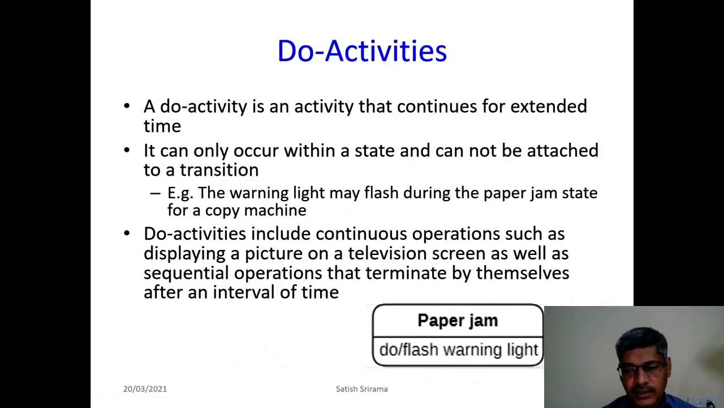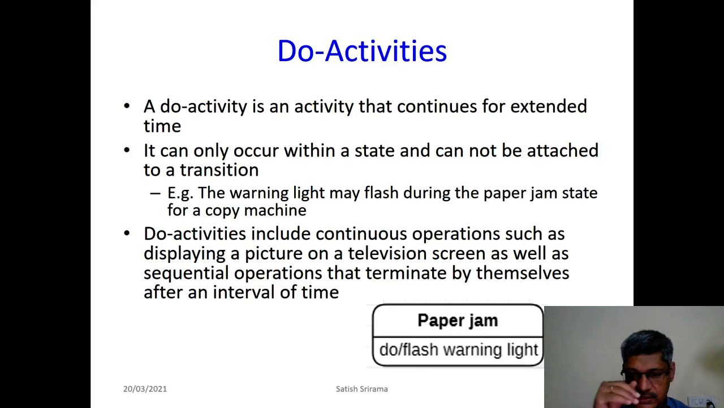actually happening. There can also be these sort of do activities. Okay, a do activity is an activity that continues for extended time. So earlier we have seen that an event is happening and then it does a certain activity. Okay, the activity is like a pop-up window and then the pop-up goes away. Okay, so that is the state diagram which we have seen in the earlier slide. But a do activity is a continuous activity. Okay, so it continues for extended time. Say for example, look at this one. When a paper jam happens, that is in the state, the do activity is like flash warning light.